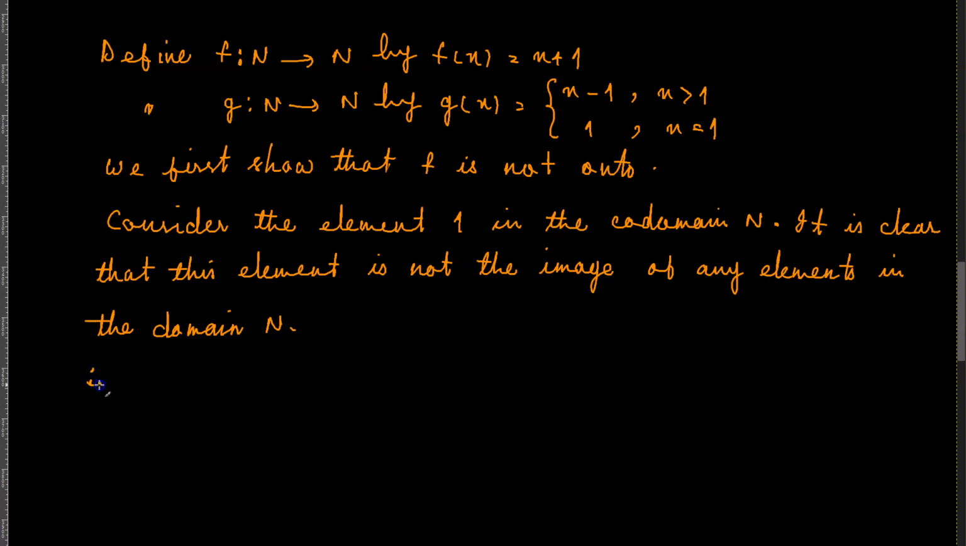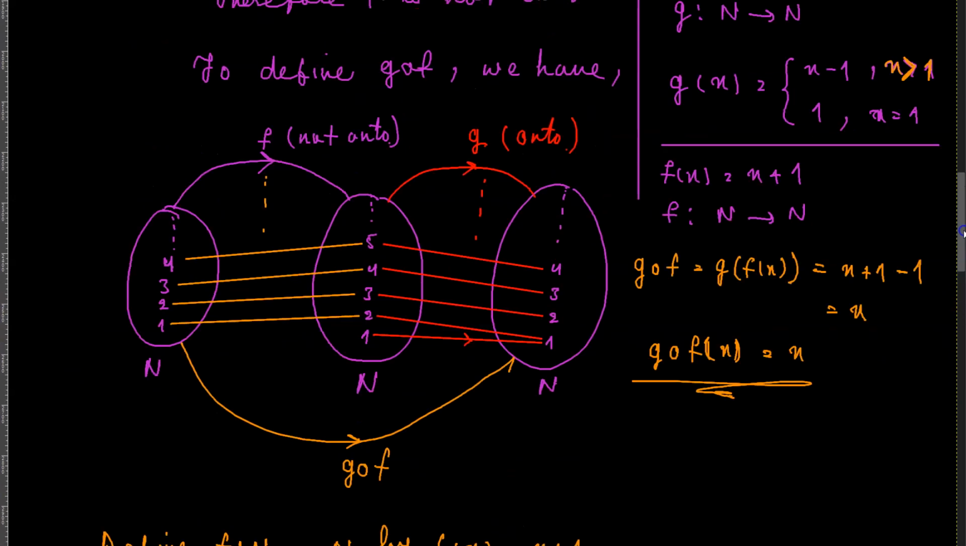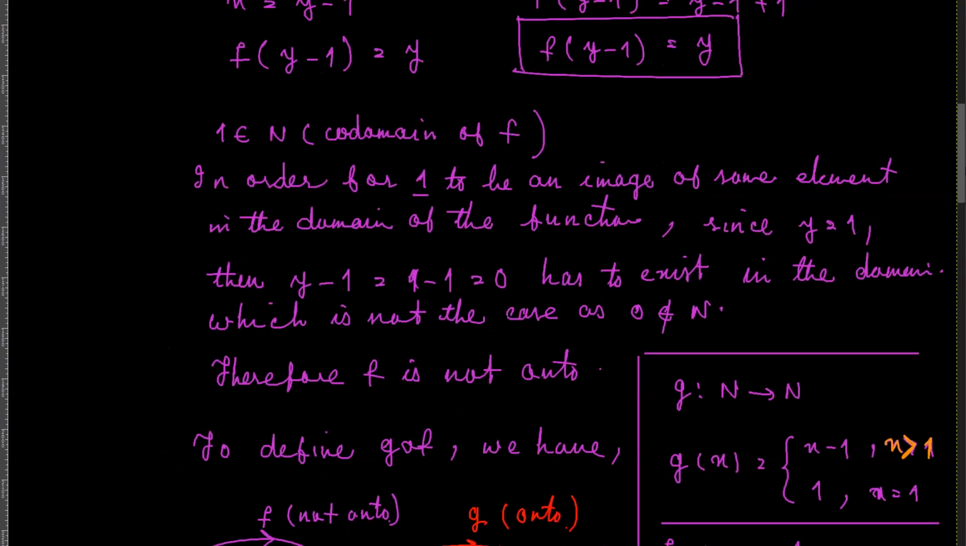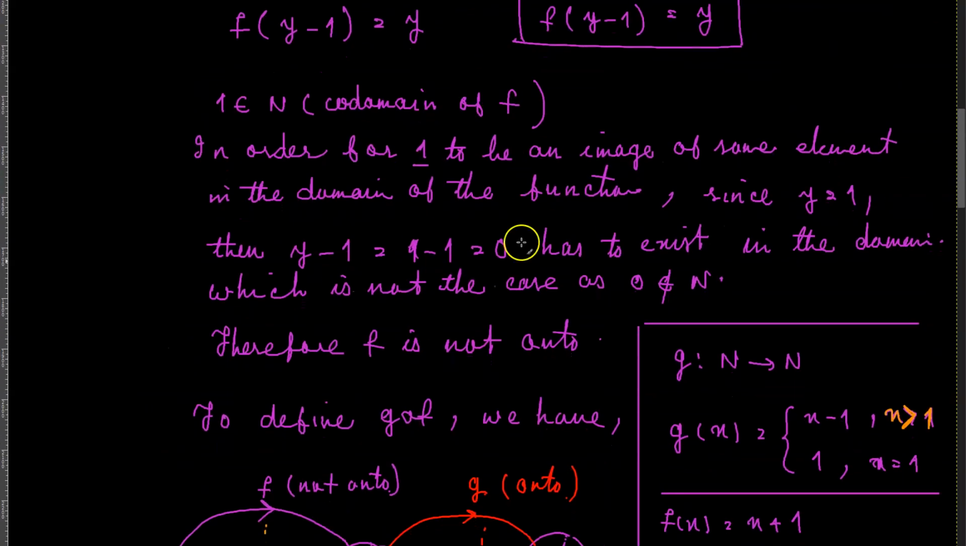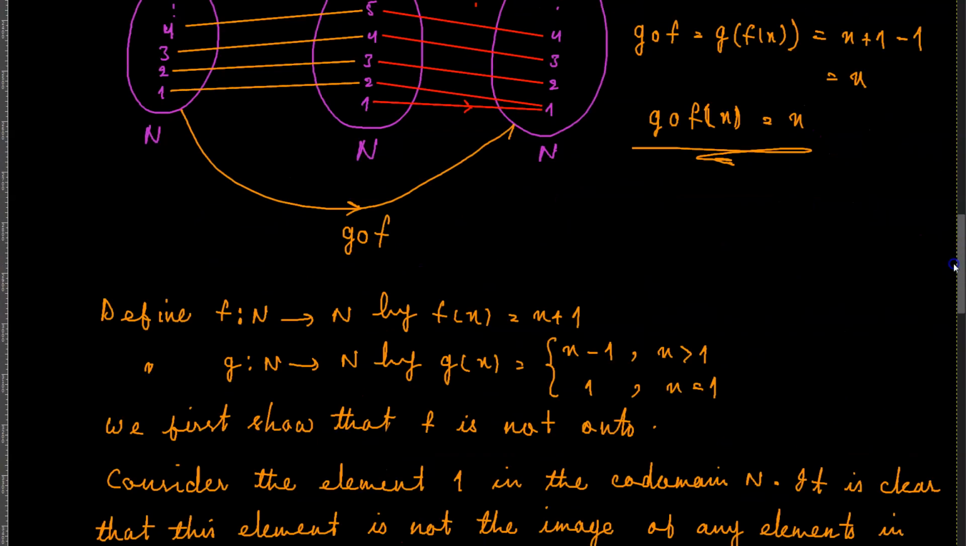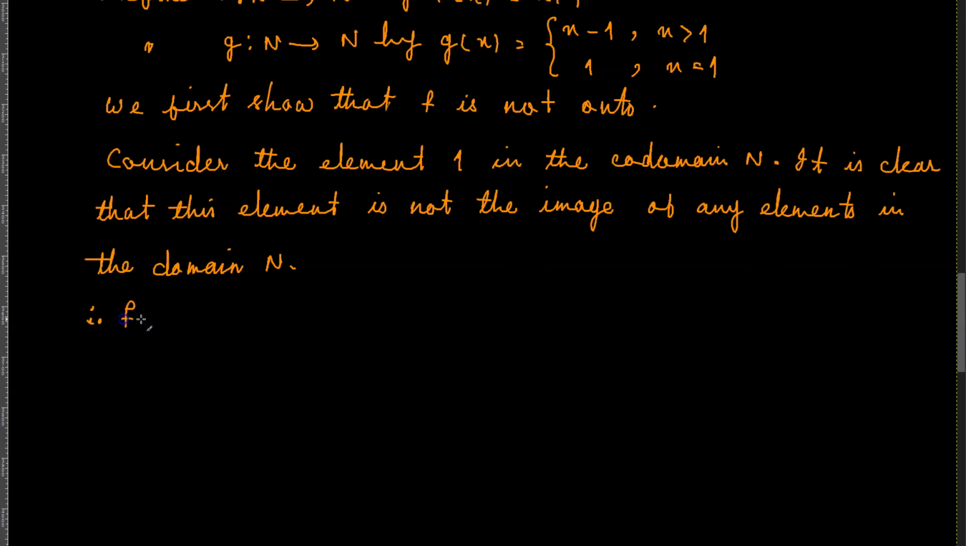And if you want to know why, we have already discussed this here. You can read this part, or you can rewind the video in order to know the exact reason. I showed you using the graph of the function and everything. And so f is not onto. F is not onto.